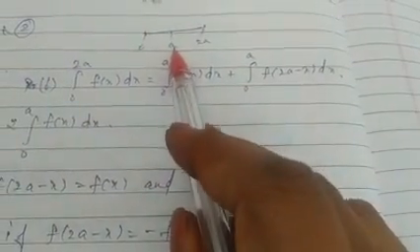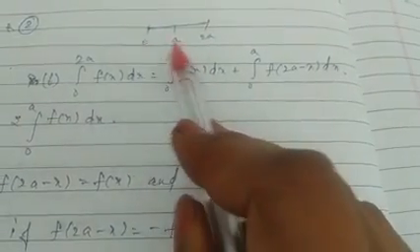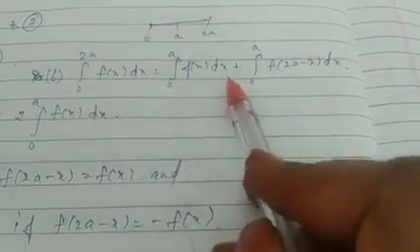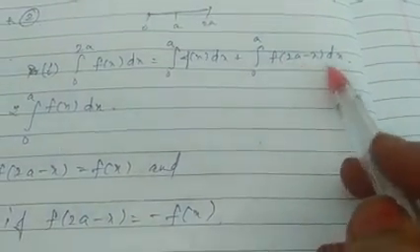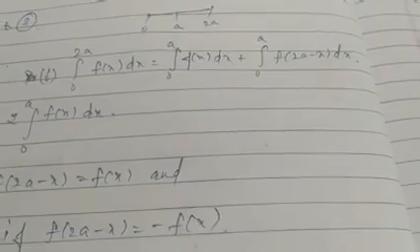The next property: integral 0 to 2a f of x dx. Here you are introducing a split: for the first integral, you are writing from 0 to a f of x dx. For the second integral also, you are writing 0 to a f of 2a minus x dx. Just go through the property, how they have derived it in your book.